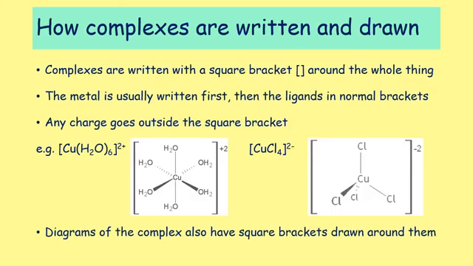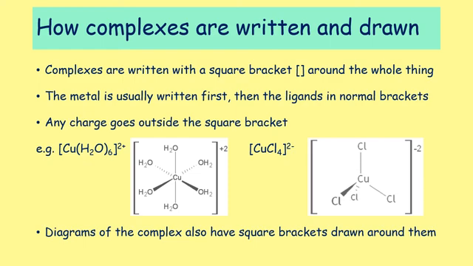So how are complexes written and drawn? Complexes are drawn with a square bracket around the whole thing. That just lets you know that it is a complex. And that square bracket is there whether you're drawing a diagram or writing it out as a formula. The square bracket is an indication that it is a transition metal complex. For the complex, the metal is usually written first because it is positive, and we tend to go positive things, then neutral things, then negative things. But just conventionally, you're usually going to see the metal first, then the ligands, and then your brackets.